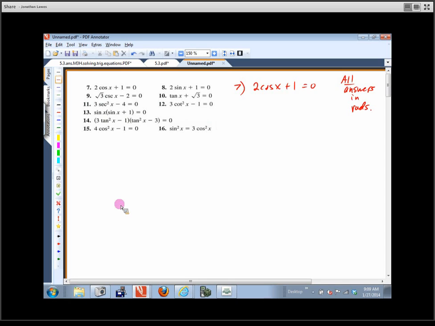Cameron, what do we do first? Subtract the 1, so we've got 2 cosine x equals -1. And then Brandon, what do we do after that? Divide by 2. So we get cosine of x equals -1/2. And then Peyton, what's next? What do we do next?